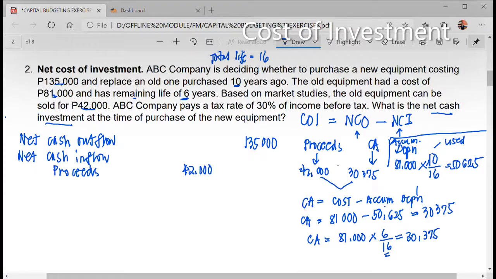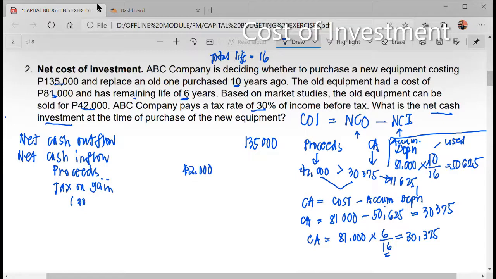Your proceeds is greater than your carrying amount. So the difference here is 11,625. And since our proceeds is greater than our carrying amount, there is a gain. So gain is the result. So remember what is the effect if it is a gain? It is a deduction from the proceeds. The tax on the gain. So you have tax on gain. Okay, tax on gain. The rate here is 30%.